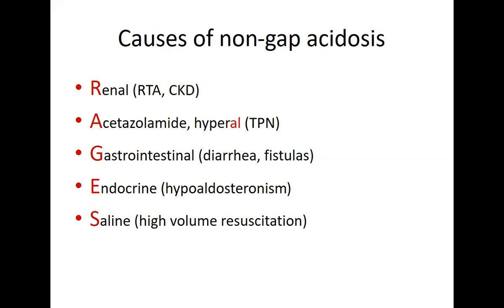G is GI losses, right? This is going to be your most common cause of a non-gap acidosis, either diarrhea or fistulas. Endocrine, I put hypoaldo under there because that can cause a type 4 RTA. And then saline, that's the other one, right? Normal saline can cause a hyperchloremic non-gap metabolic acidosis. So I like RAGES to remember the causes of a non-gap acidosis.